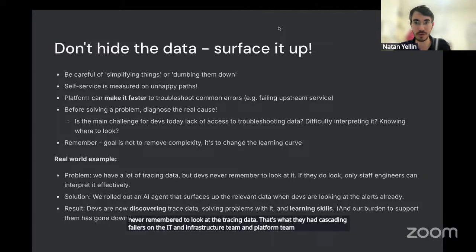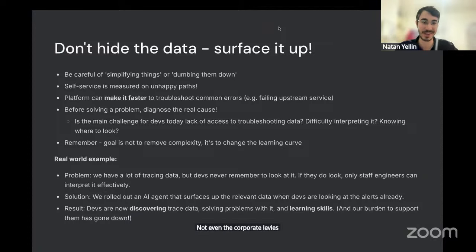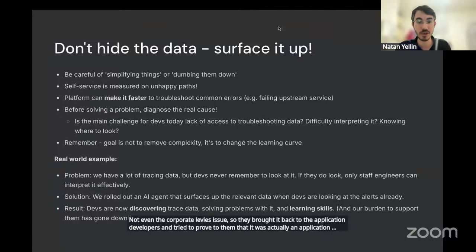and they'd troubleshoot things, and it would always turn out it was an application issue, not even a Kubernetes issue. So they rolled it back to the application developers and tried to prove to them that it was actually an application issue, and they needed to go and fix it.